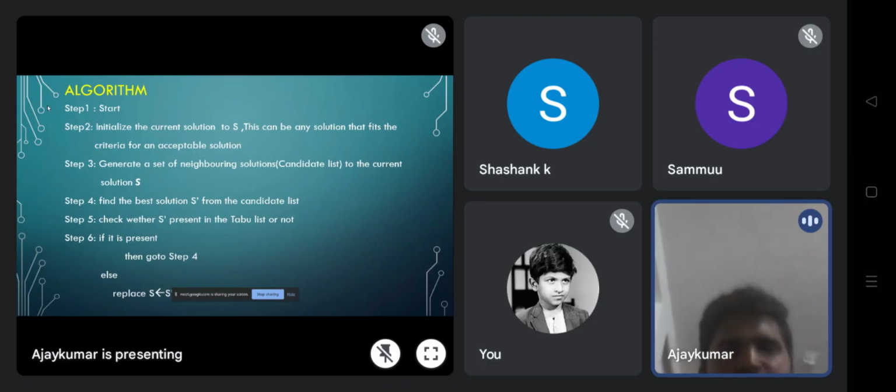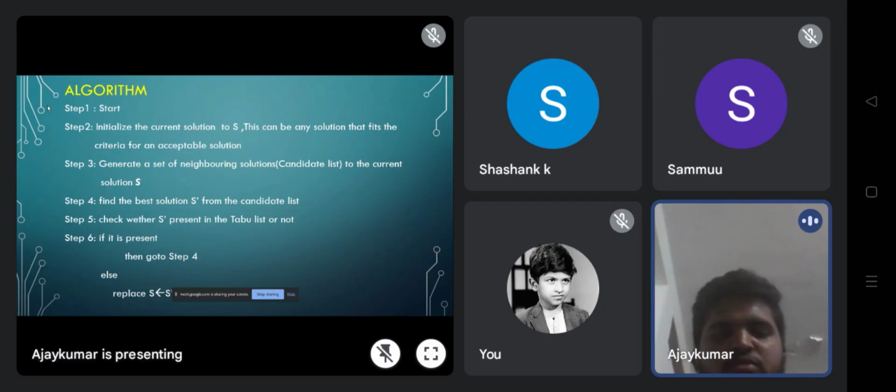The next step is to find the best solution S dash from the candidate list. When we create the neighborhood solutions, we need to choose the one best solution from among the candidate list. Then the next step is to check whether this S dash is present in the Tabu list or not. Basically, the Tabu list contains the moves or solutions which are already visited. So if S dash is already present, it means it already occurred in previous steps. So we won't select that, and we go to step 4 and choose another best solution.